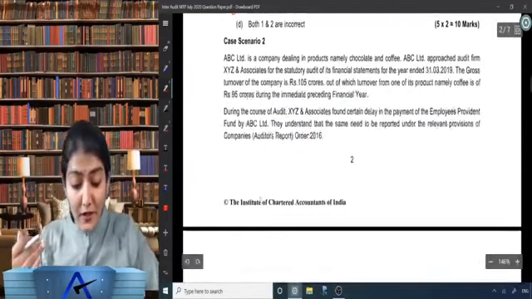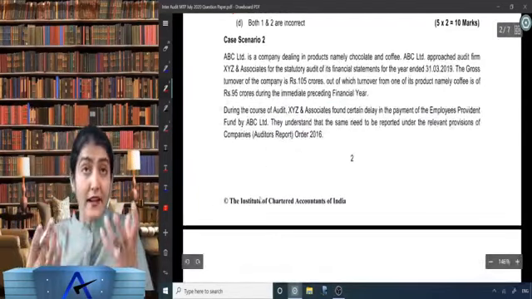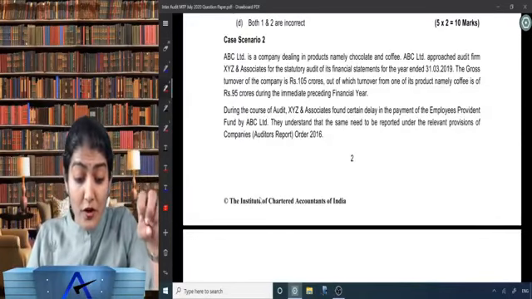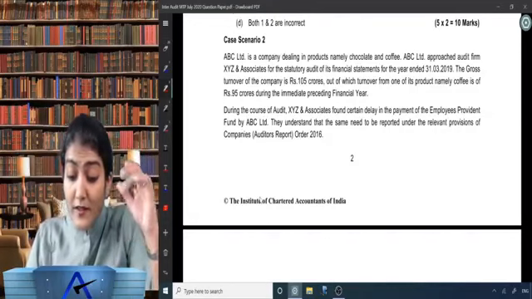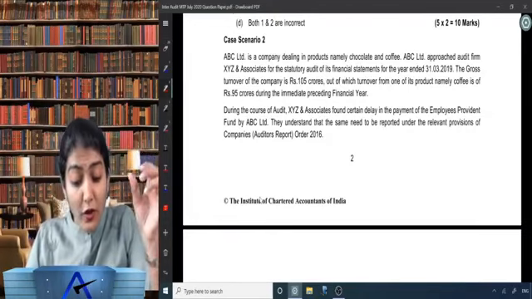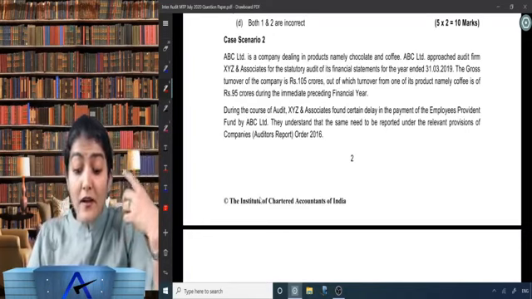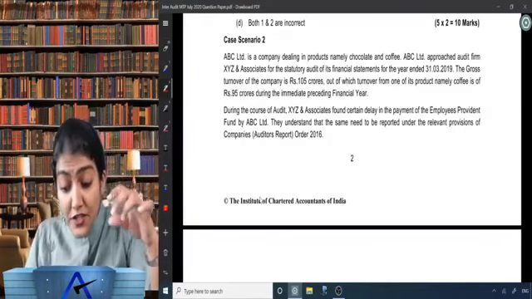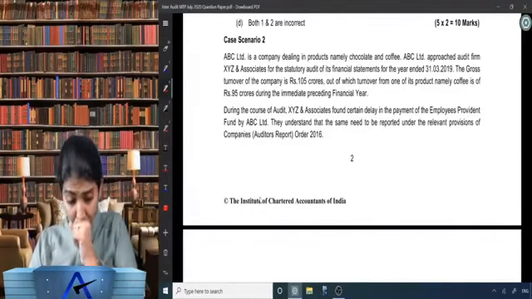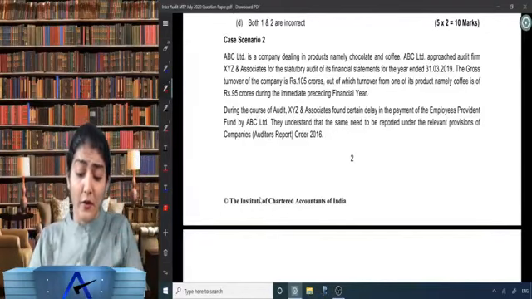Okay, now coming to the next one, right? Second case scenario over there. ABC Limited is the company dealing in products, namely chocolate and coffee. ABC Limited approached audit firm XYZ and Associates for the statutory audits of its financial statements for 2019. The gross turnover of the company is 105 crore, out of which turnover from one of its products, namely coffee, is 95 crore, right? So chocolate is only 10 crore.